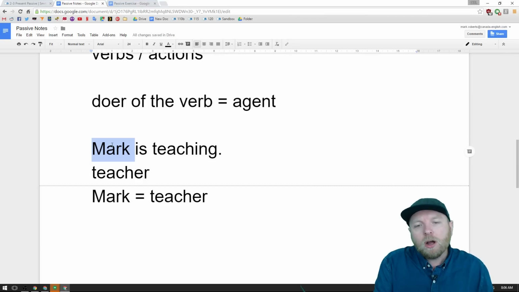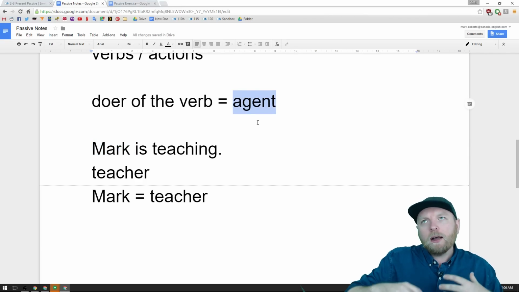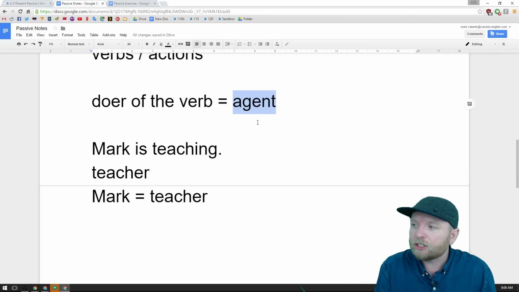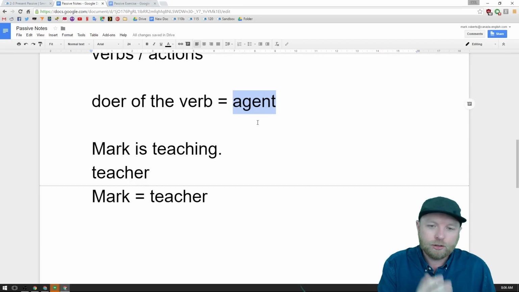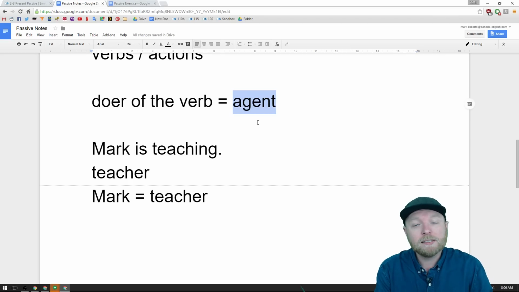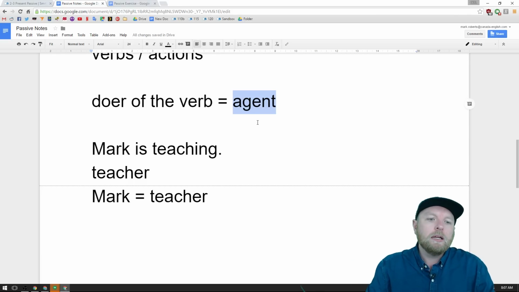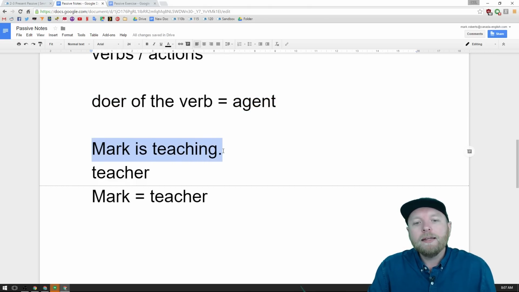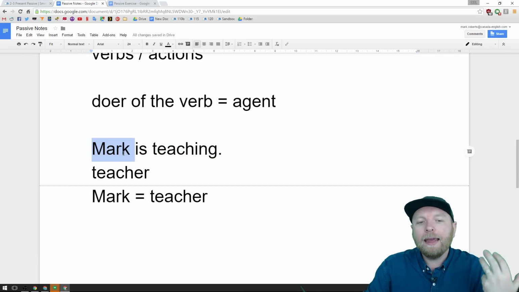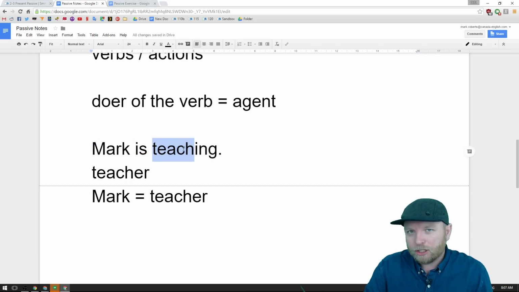Okay, now I'm going to talk about this word agent. A lot of students and a lot of teachers actually call this the subject, and that's a little bit true, but sometimes it's not true. So when we talk about the passive voice, I'm not going to say subject, okay? I'm going to say agent, okay? And I will remind you later. But yeah, the agent is the doer. So here, Mark is the subject, but today we're going to use the word agent. Mark is the agent of the action, teach.